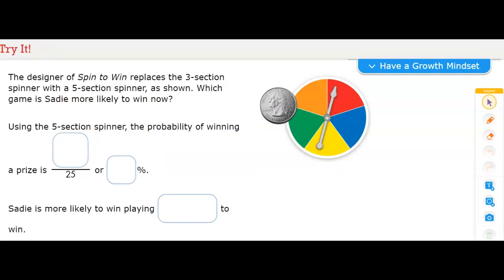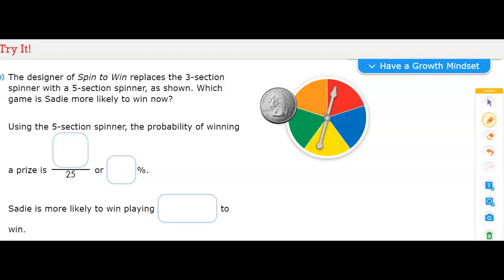The designer of Spin to Win replaces the 3-section spinner with a 5-section spinner, as shown. Which game is Sadie more likely to win now? Using the 5-section spinner, the probability of winning a prize is blank over 25 or blank %. Sadie is more likely to win playing blank to win.